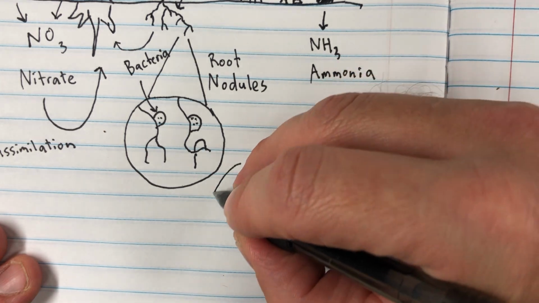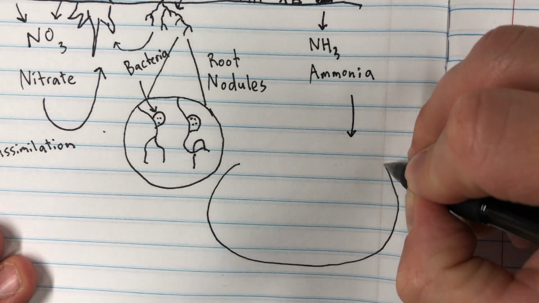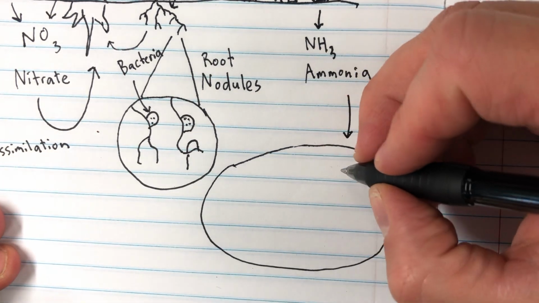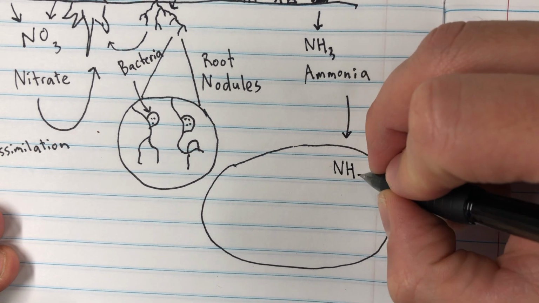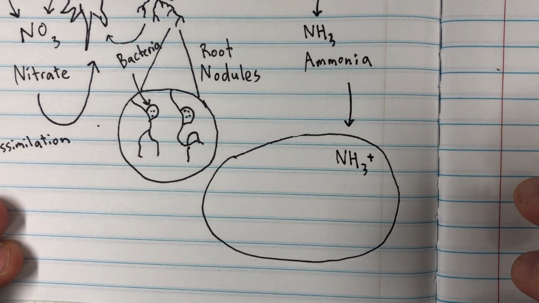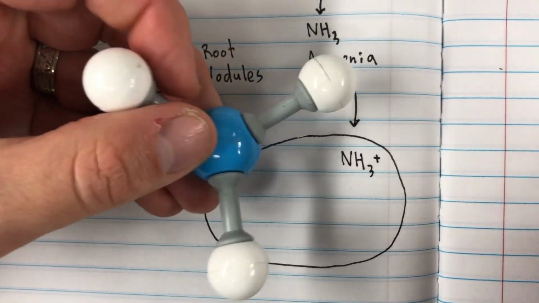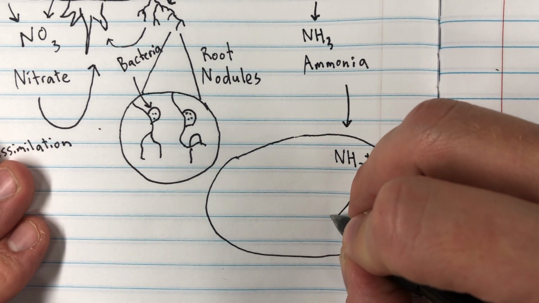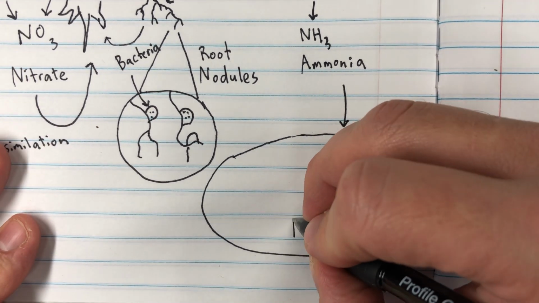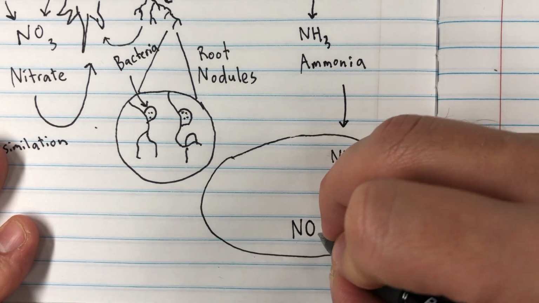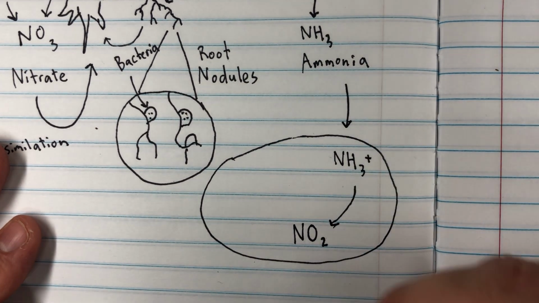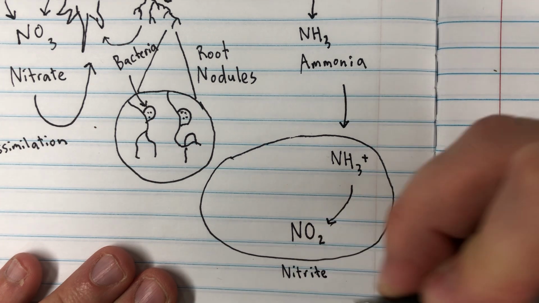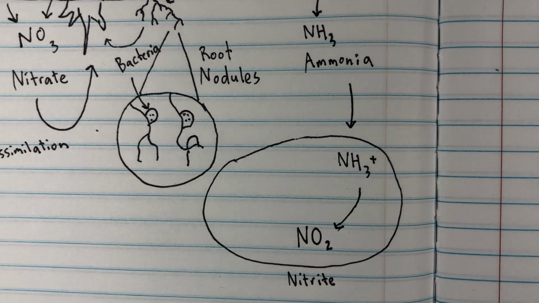So we're going to draw kind of a big picture here, or a big circle, and we're going to talk about this process. So we'll start with NH3 plus, it's an ion, and that ammonia, NH3, it needs to be converted. Okay, it needs to be converted into something else more useful. NO2 is what we call nitrite. Okay, so go ahead and write nitrite. Okay, and that's also pretty toxic.